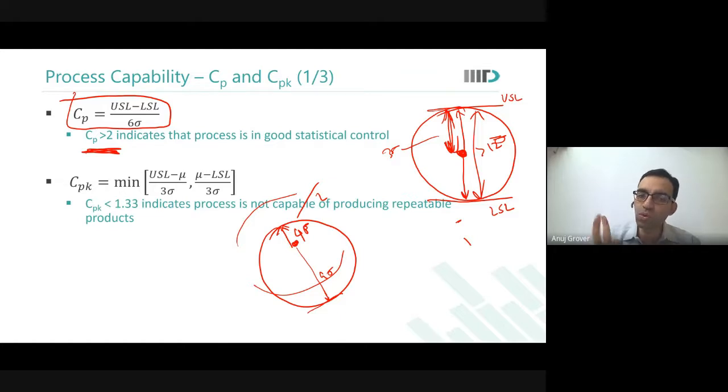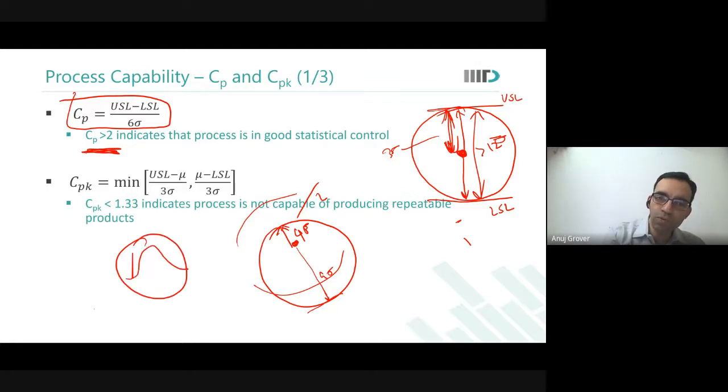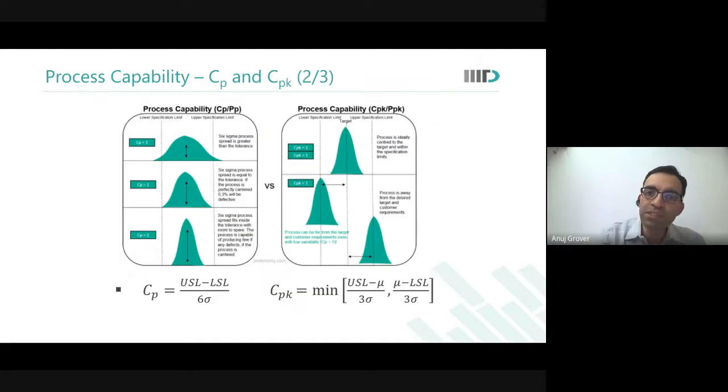So there are two process capability parameters, CP and CPK. One measures the spread, the sigma. This one is a good spread. The other measures, even if the spread is good, I wanted to target this, but my mean got shifted to the left or right. Both are important measures of process capability.